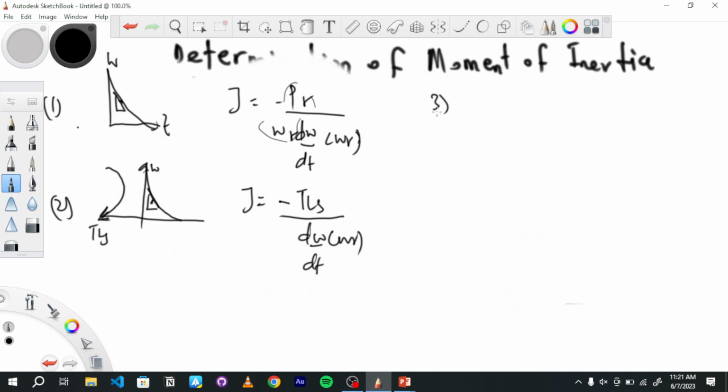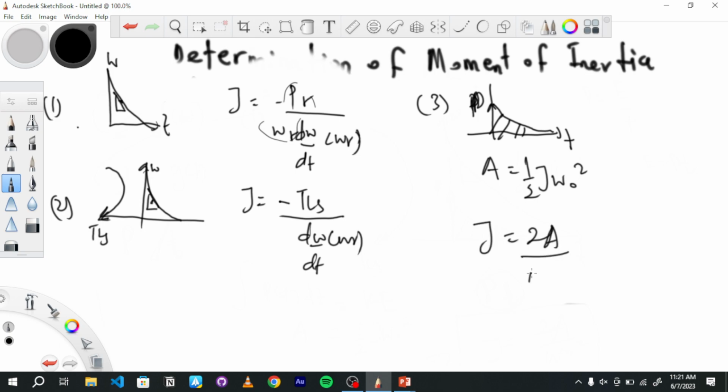Now finally, if I'm able to plot a graph of rotational loss power against time, then the area under that curve will correspond to my kinetic energy. Therefore, my J will be equal to 2A over omega naught squared. So these are the three things I'm supposed to know, here, here, and here. When we take numerical examples, these things will make sense to us.